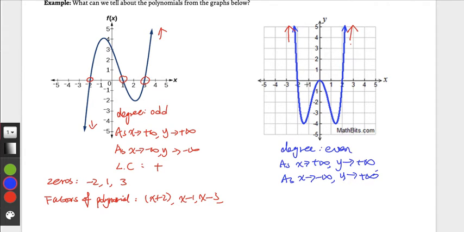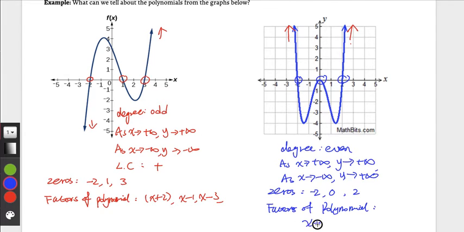Now, based on the graph, we can see we also have zeros. So let's write down the zeros here, which are -2, 0, and 2. So now we know the factors of the polynomial, which is, you can actually pause here to think about this.